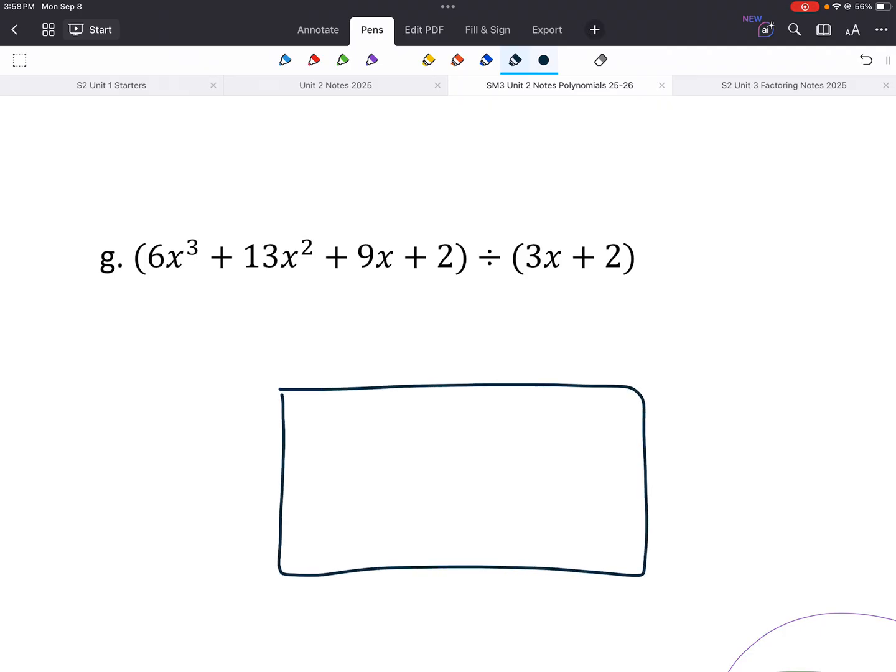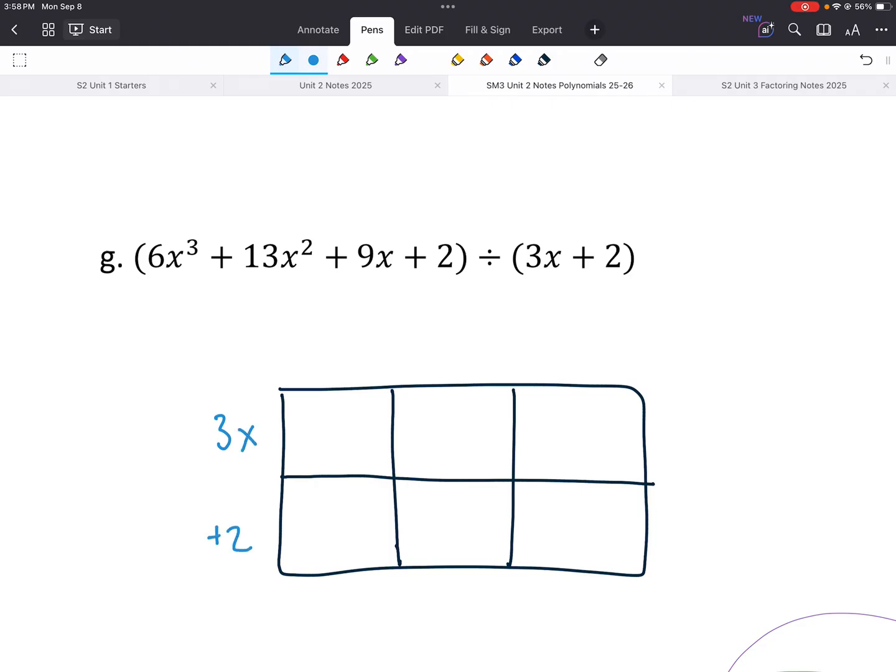So again, draw myself a little box. The dividend is a degree of 3, so we'll do a 3 by 2 box. Put the divisor on the side and our leading term inside and go from there. So this has to be 2x squared. Go straight down, 4x squared, but we need it to be 13. So add 9x squared.